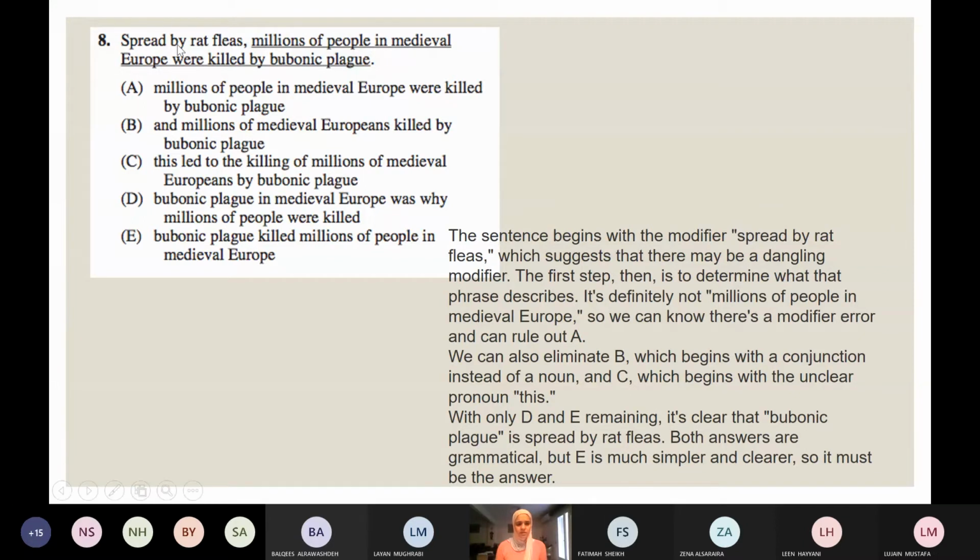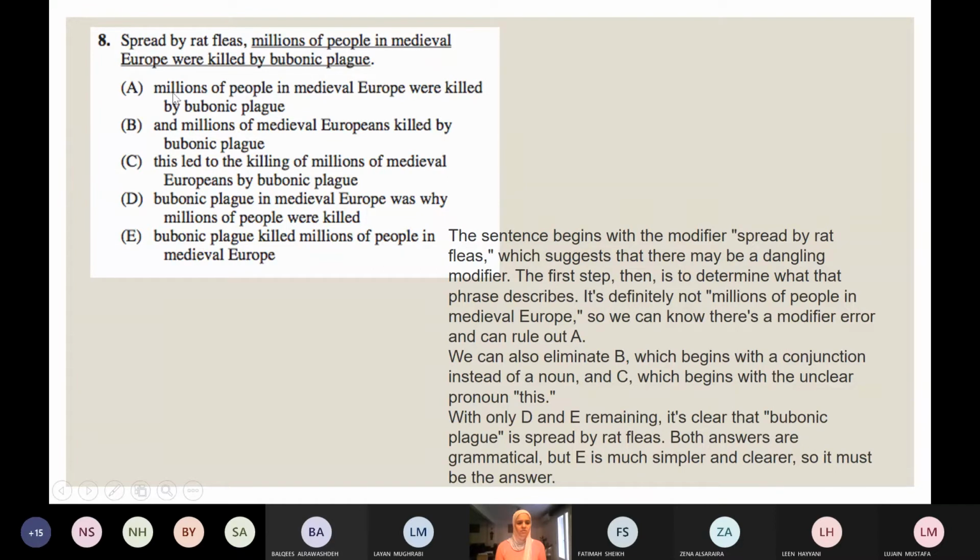So, spread by rat fleas, millions of people, so millions of people were spread by rat fleas. Of course, they were not spread by rat fleas, they didn't have rat fleas. Millions of people in medieval Europe were killed by bubonic plague, so this is the plague disease. So this is the same one, and it is not correct.